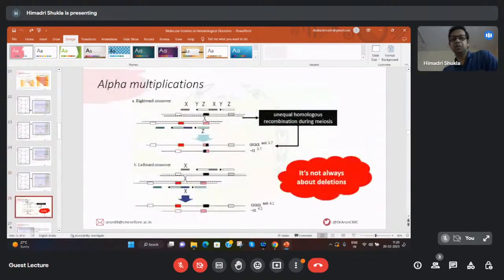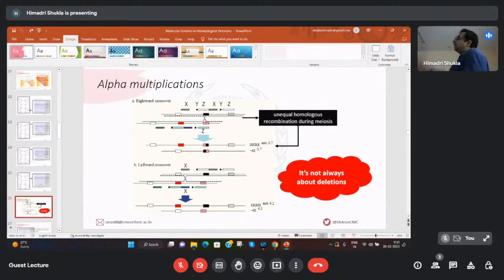Okay, so all of you would have heard about alpha deletions, but have you heard about alpha multiplications? This is something which is equally, if not more important than the deletions. Why? Because this is what is largely misdiagnosed. So going back to the pathogenesis of thalassemia, what happens in beta thalassemia? Your beta is mutated, so there is no beta globin chain produced. That is not what is causing the symptoms in the patient. Because there are no beta chains, there is a lot of excess alpha chains which is getting precipitated, right? And this is causing all the symptoms.